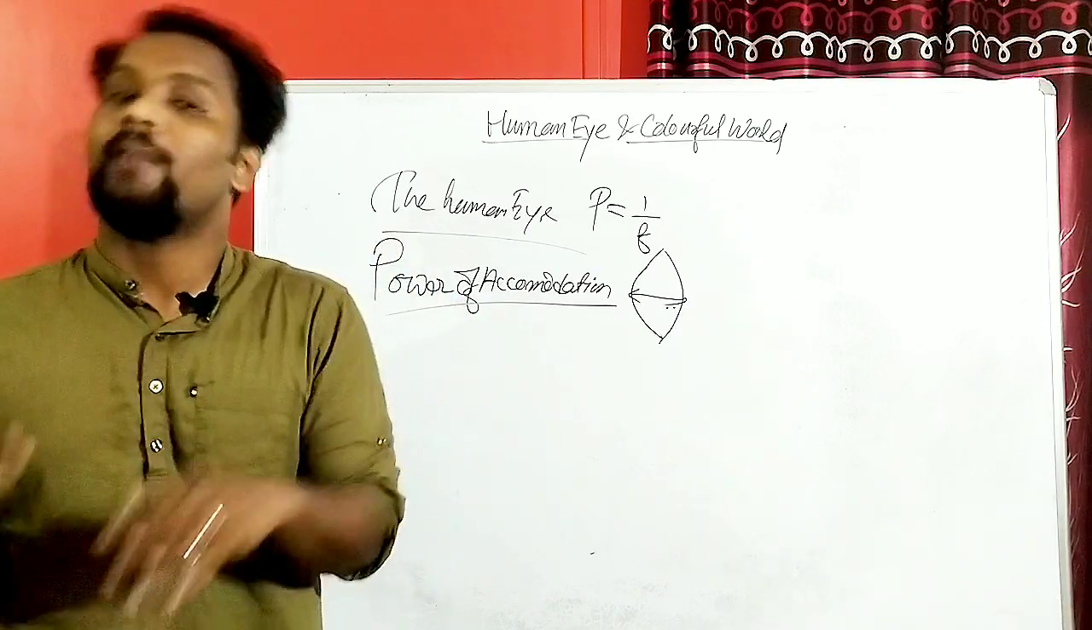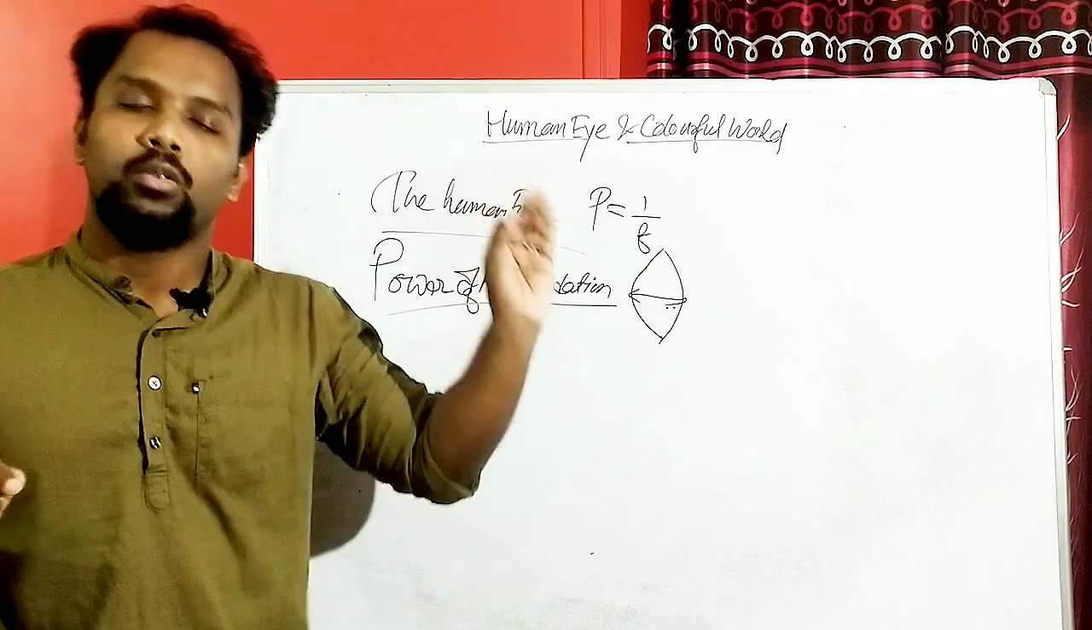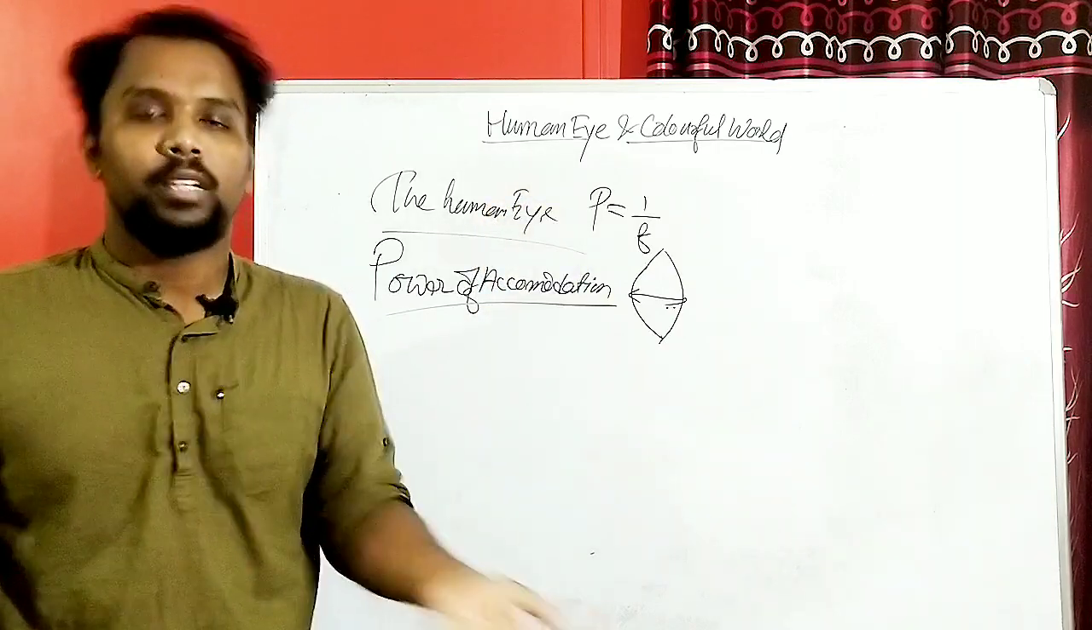But the thing is, whatever I say, whatever anyone says, you have to write what is actually in your book. You have to write that the far distance should be between 25 centimeter to what? Infinity. This you have to write.